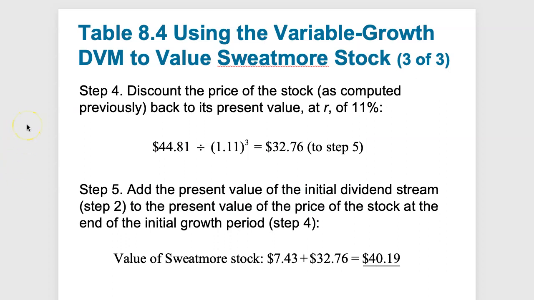Now, step 4, discount the price of the stock. So here we take the stock price that we're projecting in 3 years, and we divide it by 1.11, which is 1 plus the required rate, to the power of 3. And this brings us to a present value of the future stock price at $32.76. So if we add the present value of the stock price to the initial dividend stream, we get the value of the stock. This would be the value of the stock in today's dollars. This is the value of the stock in future dollars. So we're discounting it back, adding in the dividend stream, and this is what the value of the stock would be today. Okay.